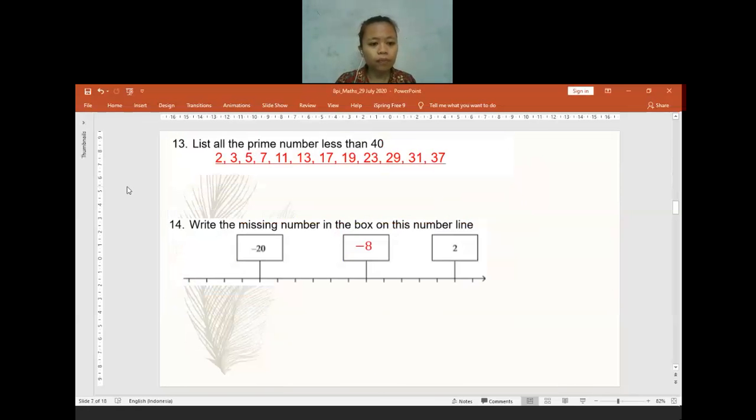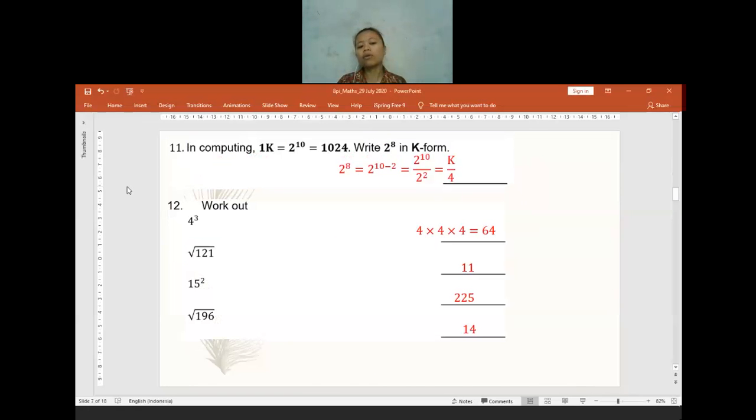Sorry, question 12. Work out 4 to the power of 3. 4 to the power of 3 is equal to 64. The square root of 121 is equal to 11. 15 squared is equal to 225. The square root of 196 will be equal to 14.